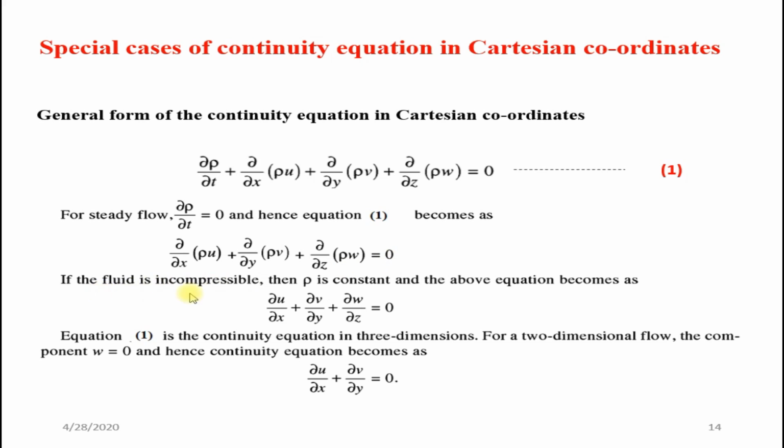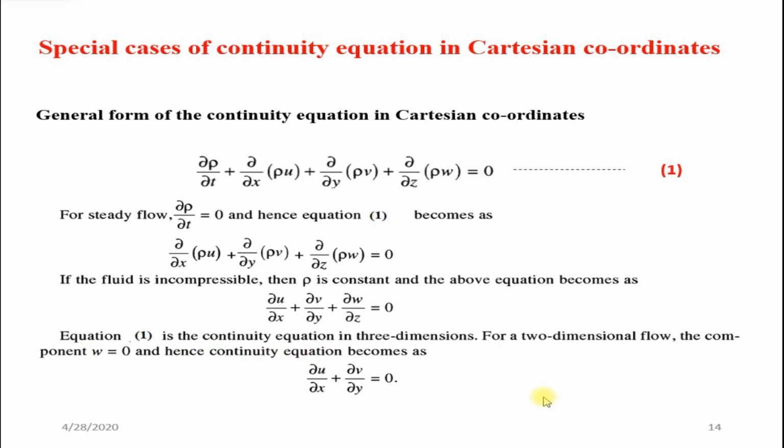If the fluid is incompressible, then ρ is constant. ρ being constant means you can take ρ outside of the equation, and as the right-hand side is 0, you can neglect ρ throughout the equation. So ∂u/∂x plus ∂v/∂y plus ∂w/∂z equal to 0, if you eliminate the ρ term in the general equation. This is the continuity equation in 3 dimensions.